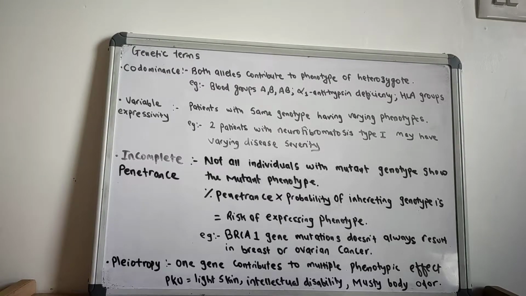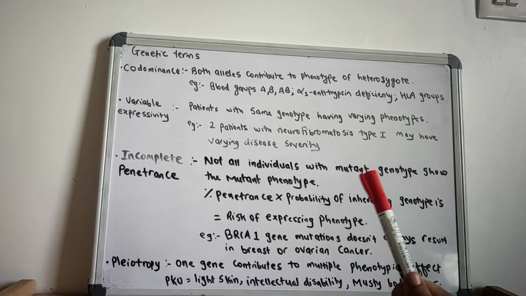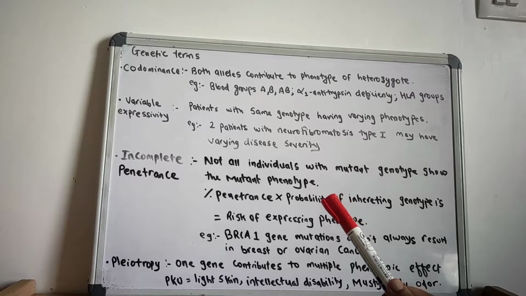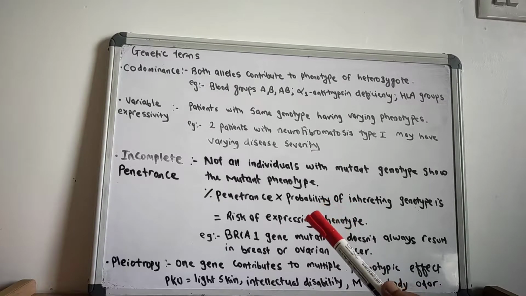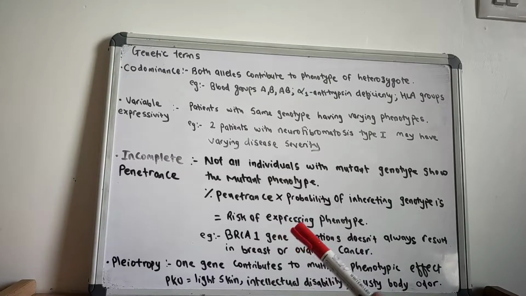Hello everyone, let us discuss the various genetic terms that you should know in genetic biochemistry. Before starting, I want you to know the concept of alleles and the concept of loci. If you don't know these concepts, I want you to read my previous lecture.